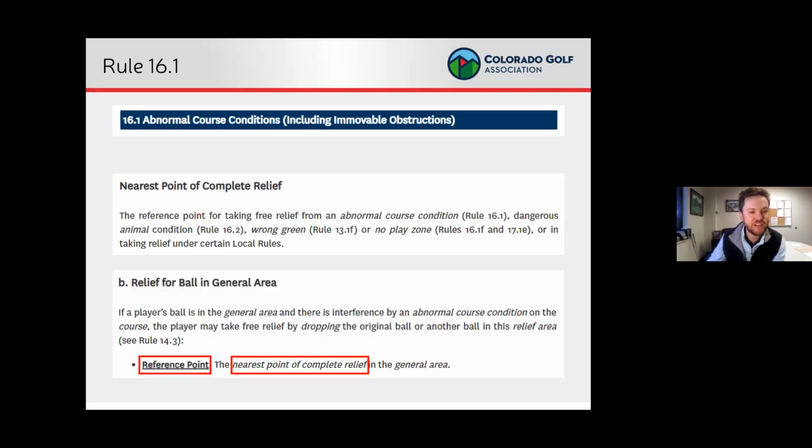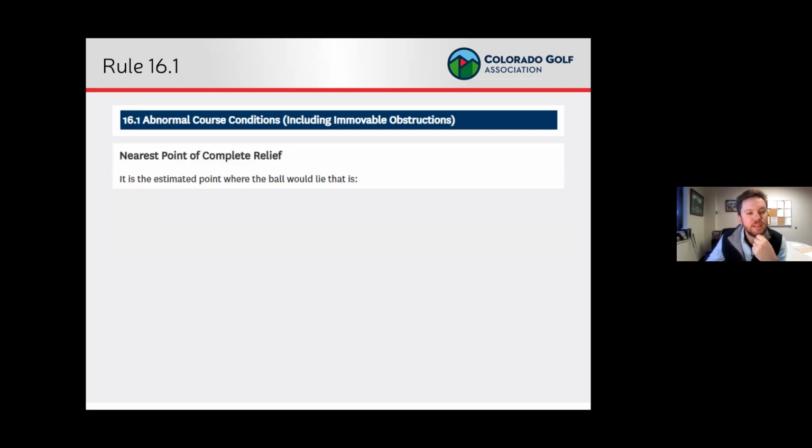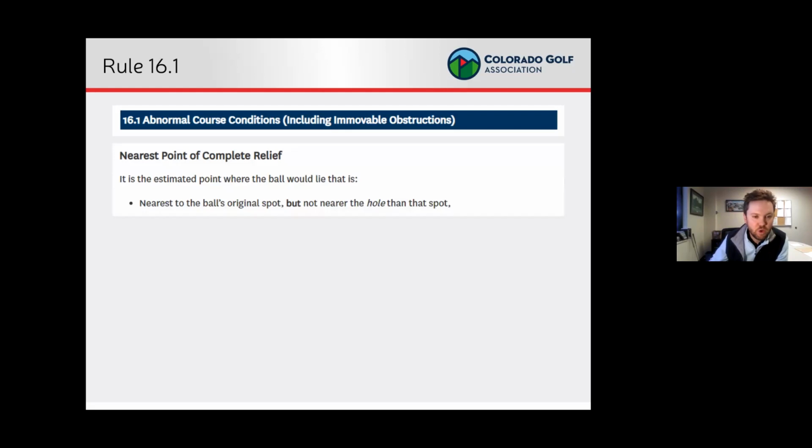So again, pulling back in the definition and the rule, same thing, reference point, nearest point of complete relief, nearest point of complete relief, reference point. Again, getting back to the definition, it is the estimated point where the ball would lie. And again, we're estimating where in this situation, we're saying this is where interference, which we're going to see here, won't exist. It is the estimated point nearest to the ball's original spot, but not nearer the hole in that spot. So it's no closer to the hole. This is a pretty prevailing concept we see in the rules.